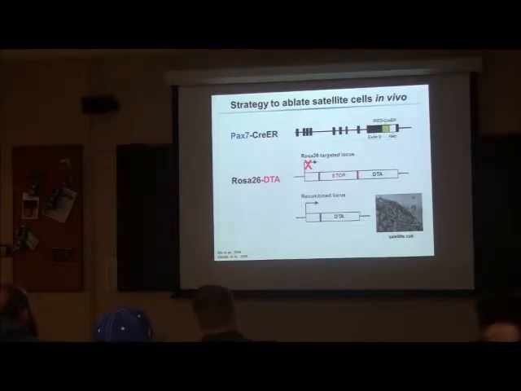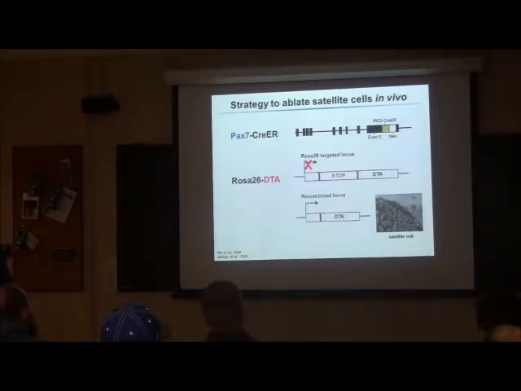The next mouse we used was one where somebody knocked into this ROSA 26 site a cassette. Basically, here's our stop cassette. I made these little red lines, those are our LOXP sites. And then the gene, the diphtheria toxin.